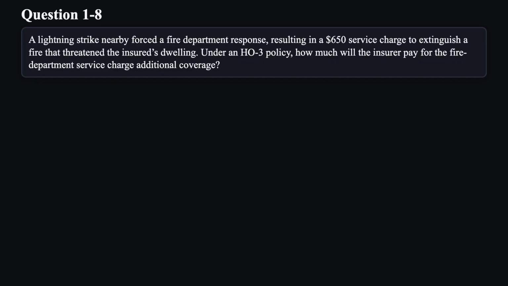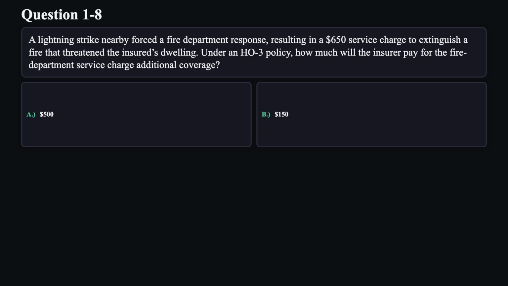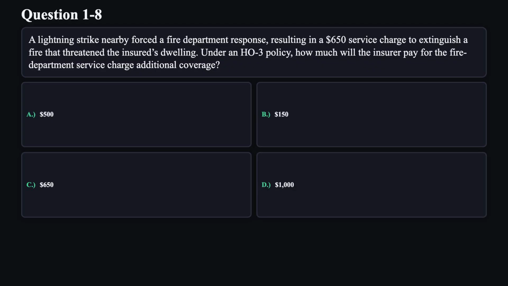Question 8. A lightning strike nearby forced a fire department response, resulting in a $650 service charge to extinguish a fire that threatened the insured's dwelling. Under an HO3 policy, how much will the insurer pay for the fire department service charge additional coverage? A. $500. B. $150. C. $650. D. $1,000.